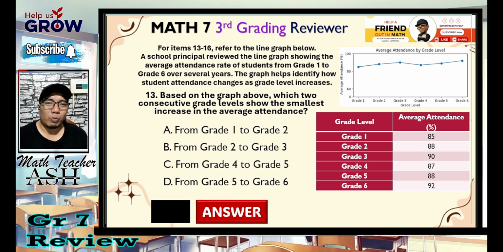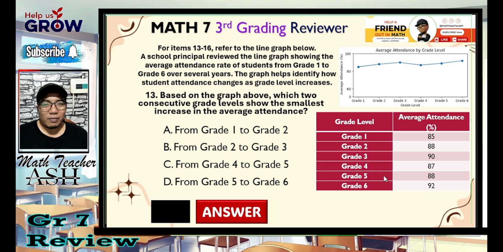A school principal reviewed the line graph showing the average attendance rate of students from grade 1 to grade 6 over several years. The graph helps identify how student attendance changes as grade level increases. As we can see here, we have grade 1 to grade 6, and then the actual number, or the average attendance. So the question would be, based on the graph above, which two consecutive grade levels show the smallest increase in the average attendance?